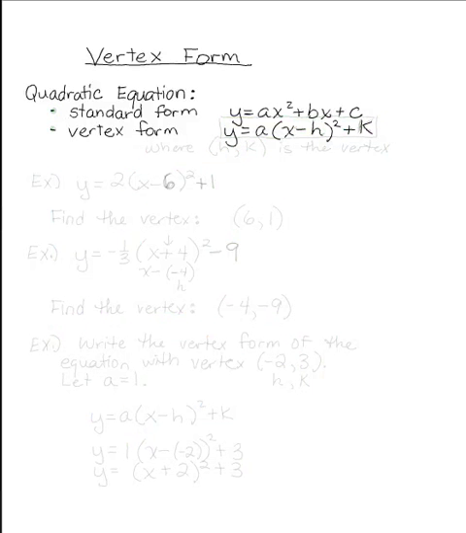Quadratic equations are probably most typically written in standard form. That's y equals ax squared plus bx plus c. But another format for which to write a quadratic equation is vertex form, written y equals a times the quantity x minus h squared plus k, where h comma k, that coordinate, is the vertex.